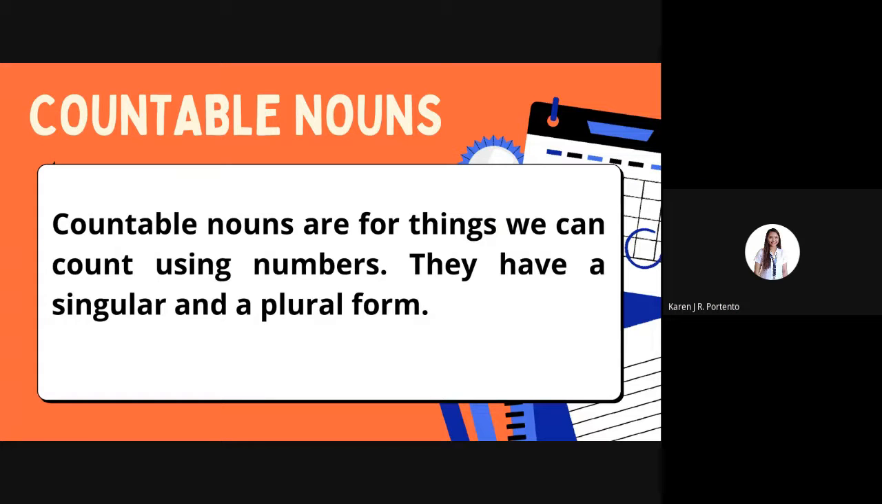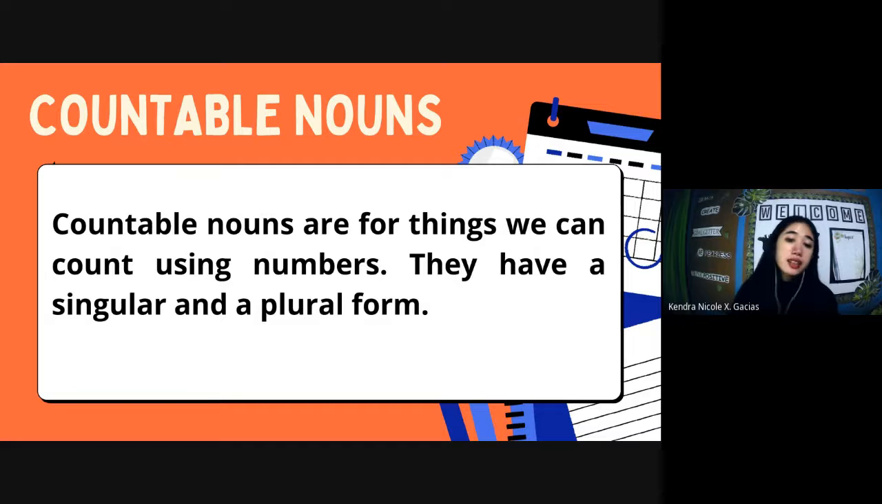Yes, ma'am. Countable nouns are for the things we can count using numbers. They have a singular and a plural form. Okay, thank you. So the singular form can use the determiner a or an. If you want to ask about the quantity of a countable noun, you ask how many, combined with a plural countable noun. How about uncountable nouns? Will you please read the slide, Mena?